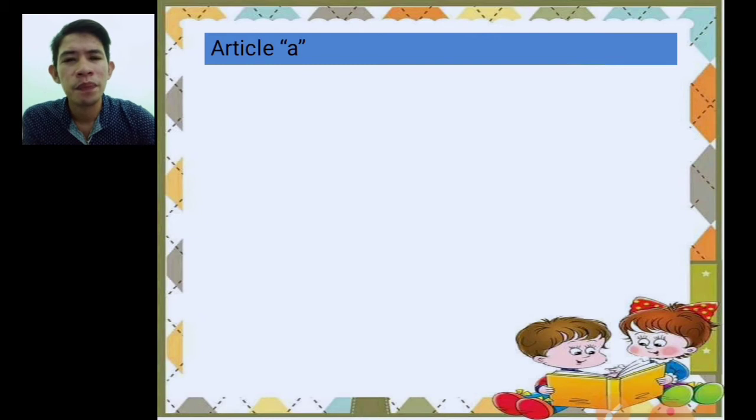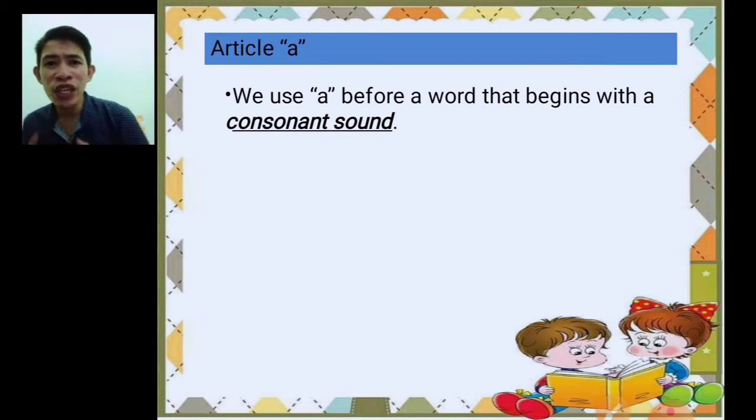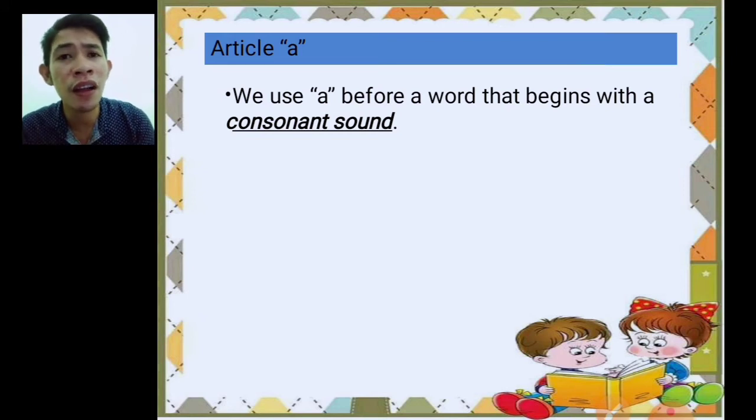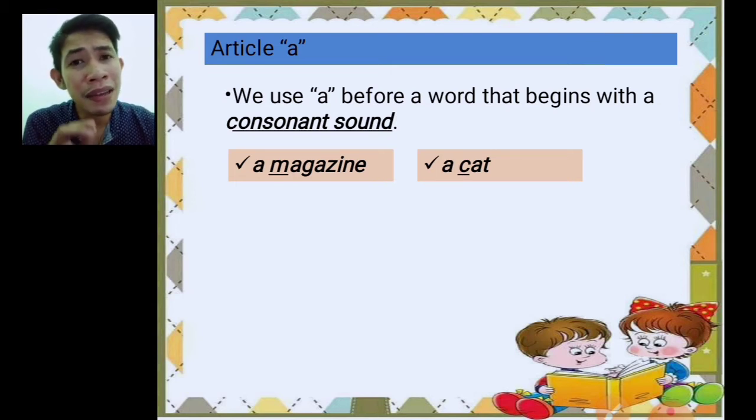Article a. We use a before a word that begins with a consonant sound. For example, a magazine, a cat. So in this example, the letter M sounds like a consonant sound, right? So that is the use of a.